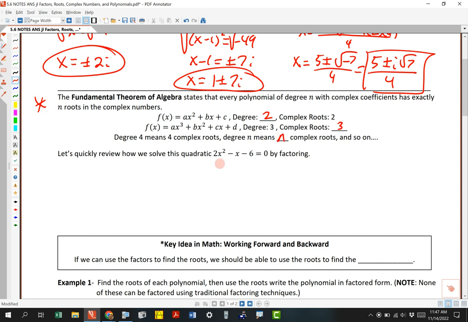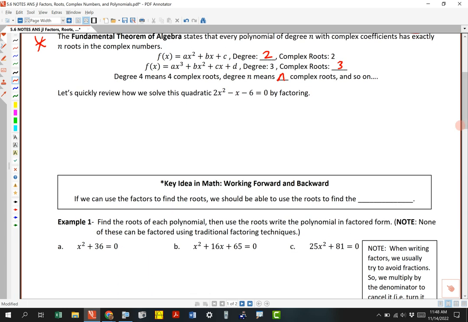So when we look at something like this, this is basically a guarantee. This is a theorem, okay? This works no matter what. This is degree 2. We're going to be able to find 2 complex zeros. Now, how we find them is up to us. We know we've got lots of different techniques.